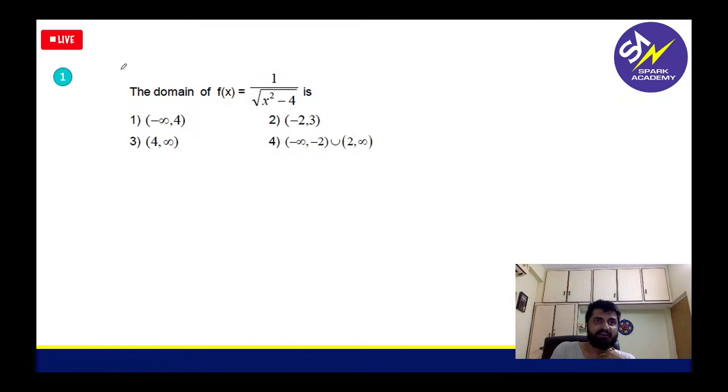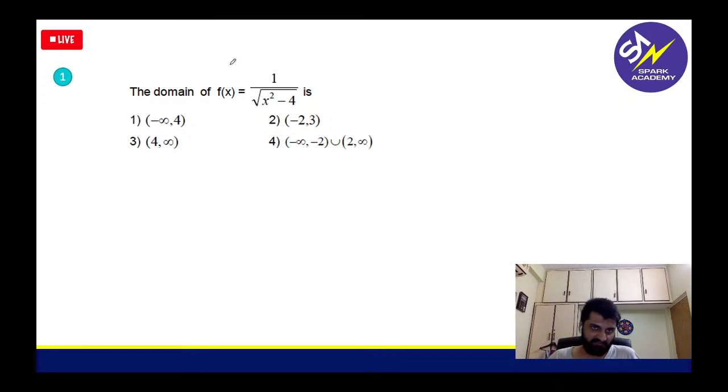All right, now let's get into the problems, guys. First question, I want all of you to simultaneously solve and put the answers in the comment section. Tell me the option, right? The first question: domain of the function f of x equals 1 by under root of x square minus 4. How do we solve this kind of question?